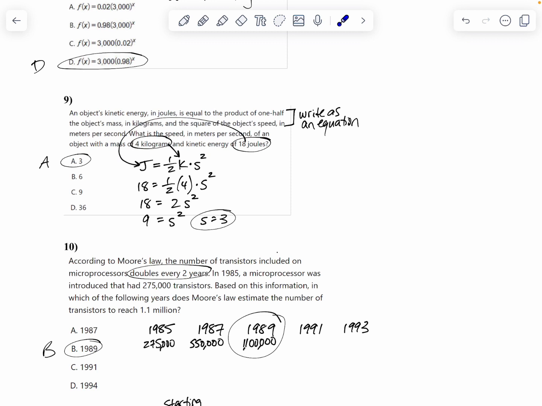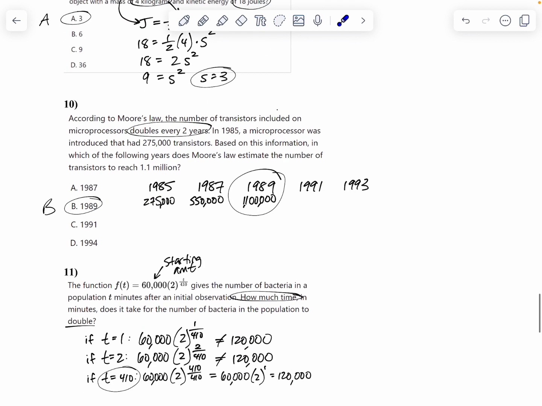What is the speed in meters per second? The mass is 4K. So for K, I'm putting in 4. And the energy is 18 joules. So for J, I'm putting in 18. And then that means I'm just solving for S. So I need to leave the S as S squared. So when you take 1/2 times 4, you get 2. I'm going to divide both sides by 2 to get 9. And then when you square root it, you get 3. Brilliant. Write the equation as you read and then just plug in the numbers.